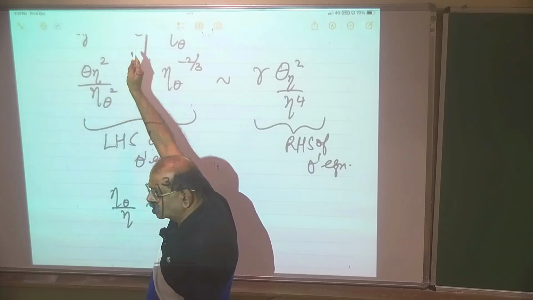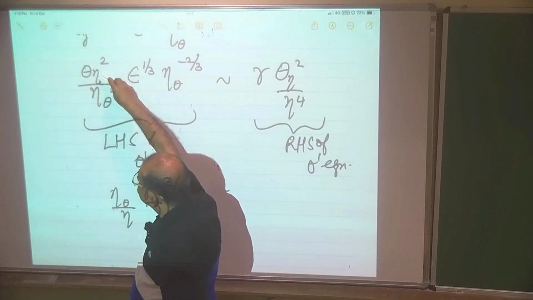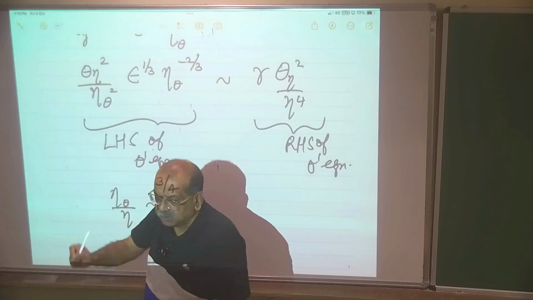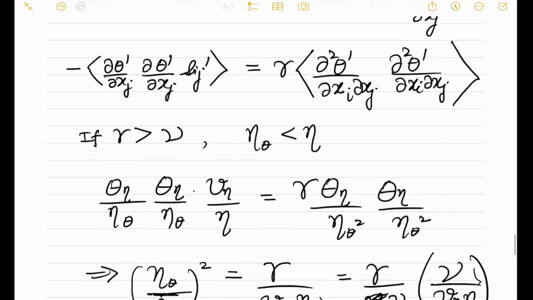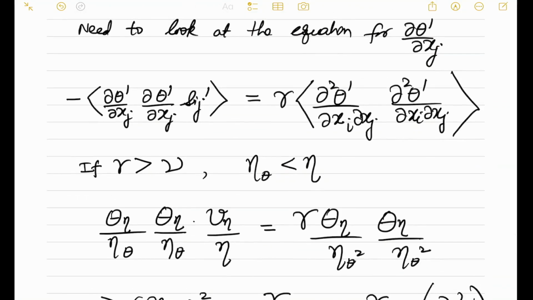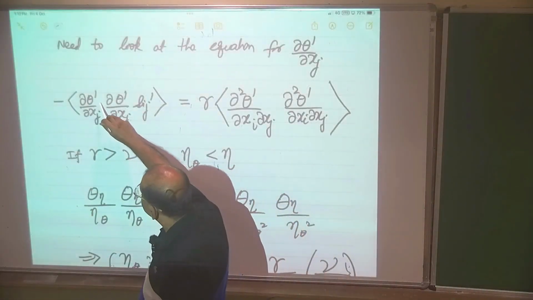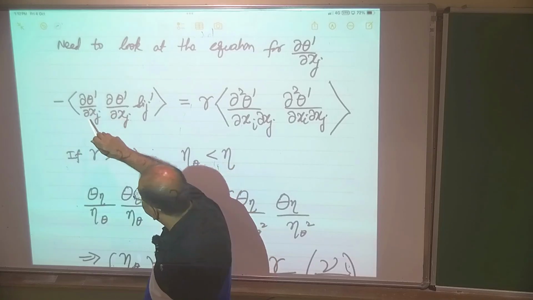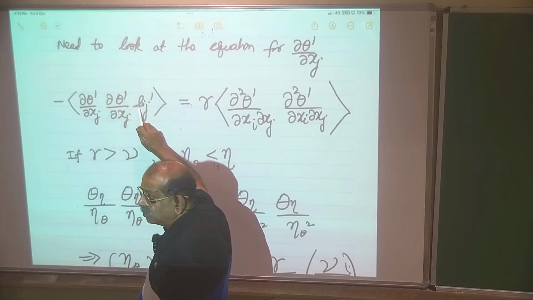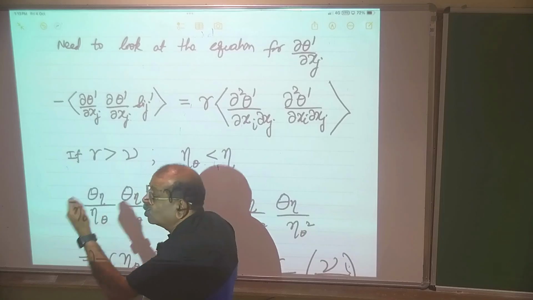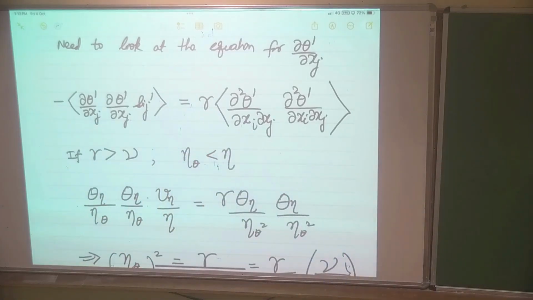Theta eta squared, because on the left hand side these two terms come in, theta prime squared and d theta prime by dx. See, this becomes theta at the small scale, the smallest scale of temperature. What is this? This is theta eta. This is by eta theta. So these two terms.